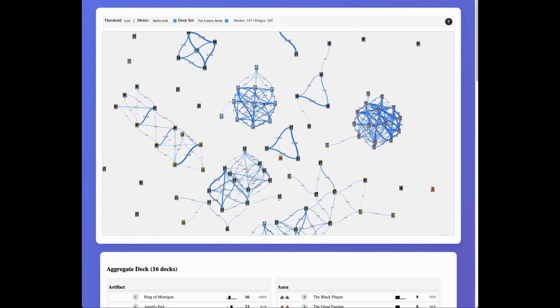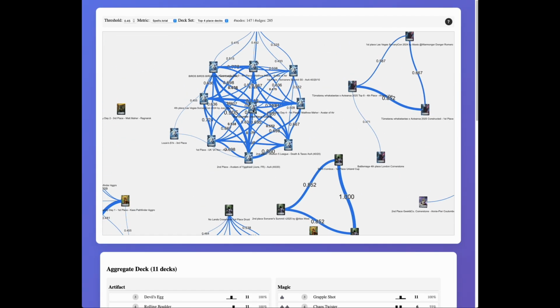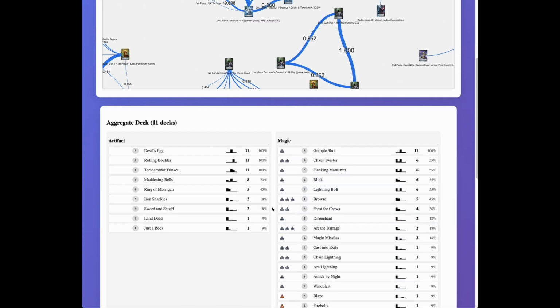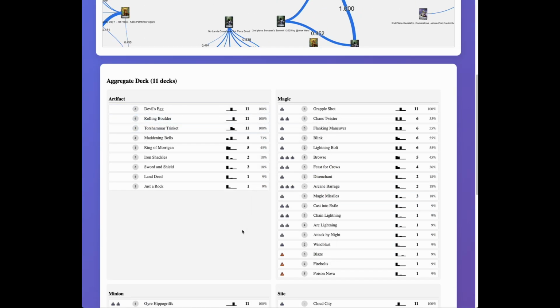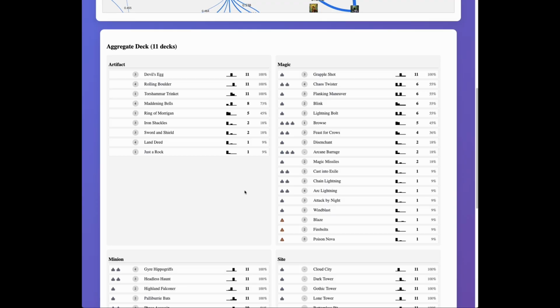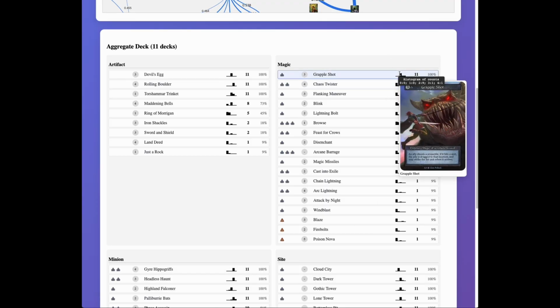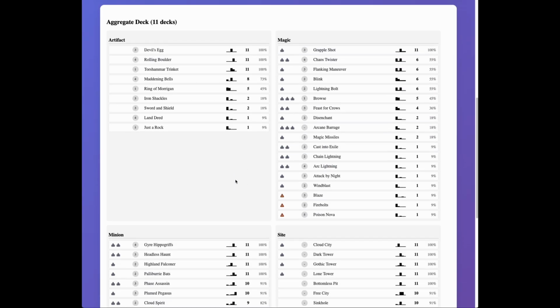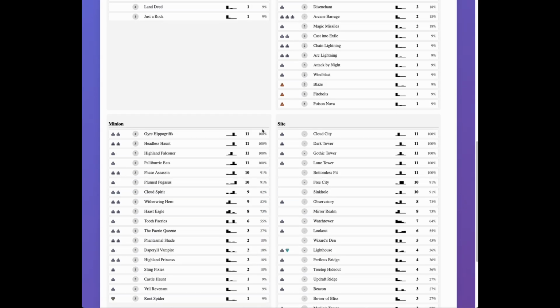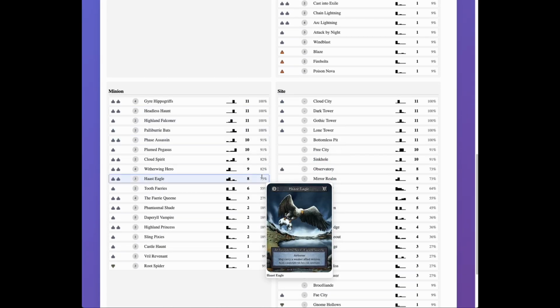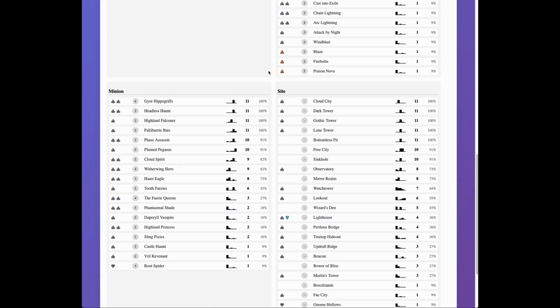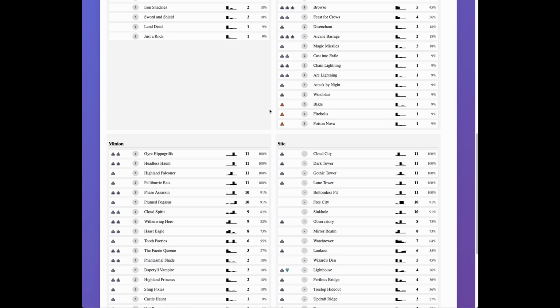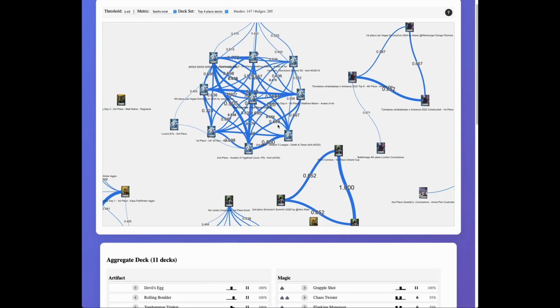The other highly connected hairball is this Avatar of Air. So if we look at this, you have some artifacts that are very common. The magic's a little more split. So aside from Grapple Shot, which is also not surprising, the minions are highly similar, as well as the sites, and that's probably because these are mostly mono air, and there are only so many air minions that fit the theme. So that's not particularly surprising.